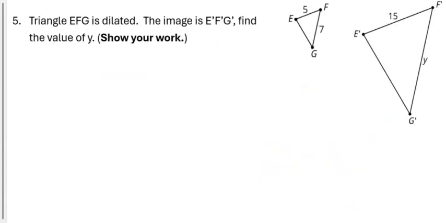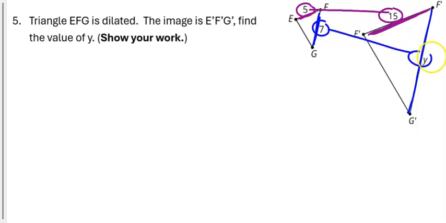All right, so triangle EFG is dilated to triangle E prime, F prime, G prime. Find the value of Y. So the first thing you should look at here is compare corresponding sides. Based on the lettering, they're saying that EF and E prime, F prime are the corresponding sides, so I marked them the same. FG and F prime, G prime would be considered corresponding sides.